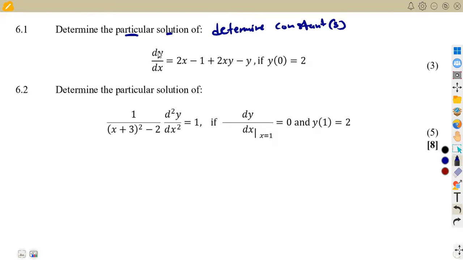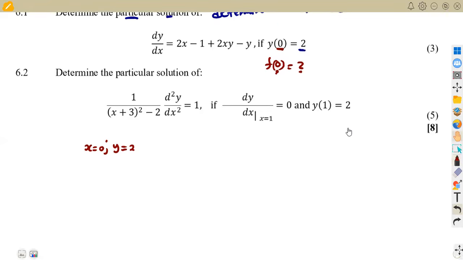So the first part, as you can see, is a first order differential equation whereby we are given y(0) = 2. What does it mean? We are given the value of y, which is 2. They are saying the value of y at this moment is equal to 2 when x is equal to 0. Just like f(0) = 2: x is 0, y is equal to 2. That is the concept there.